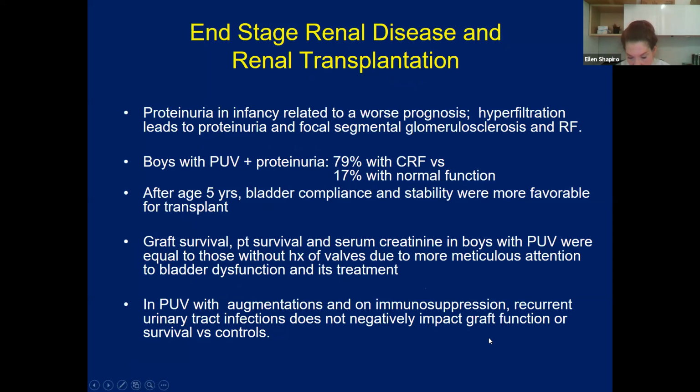So let's talk a little bit about end-stage renal disease and renal transplant. Proteinuria in infancy is related to a worse prognosis. Hyperfiltration leads to proteinuria, focal segmental glomerulosclerosis, and renal failure. When you look at boys with valves and proteinuria, it was found in 79% with chronic renal failure versus only 17% with normal renal function.